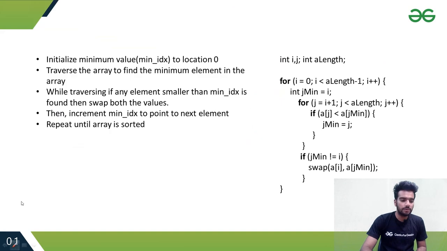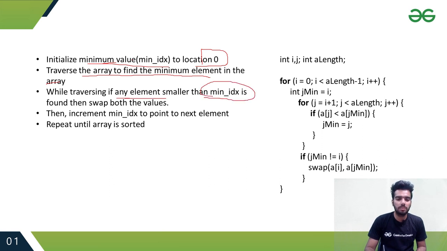Let's see the algorithm for selection sort. It initializes the minimum value at location 0, and traverses the array to find the minimum element in the array. While traversing, if any element is smaller than the minimum found, then swap both the values, and then increment min to point to the next element. Repeat until the array is sorted. Okay, let's see an example here: 6, 2, 9, 1, 4.